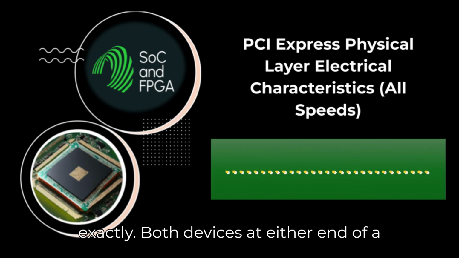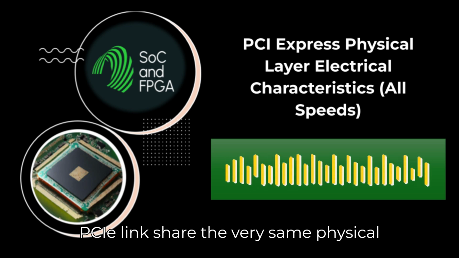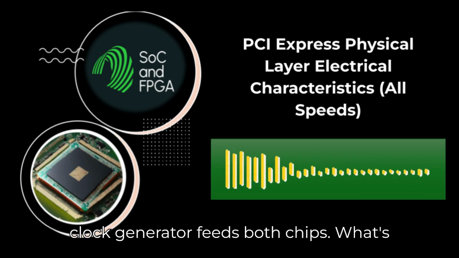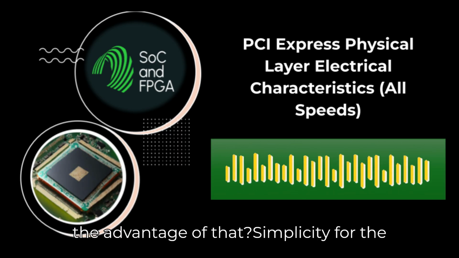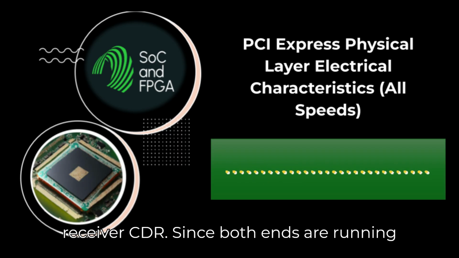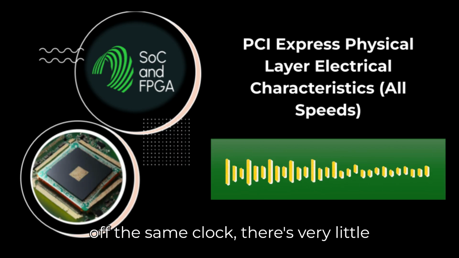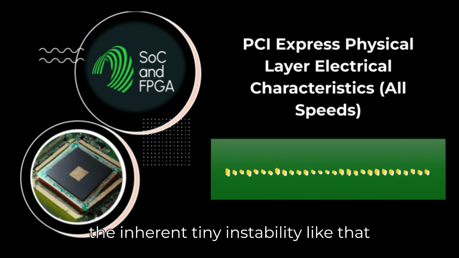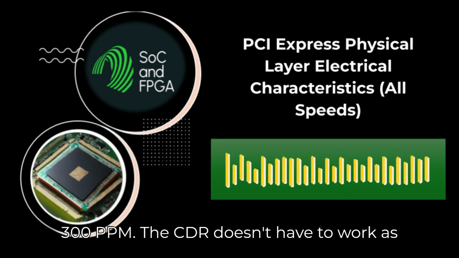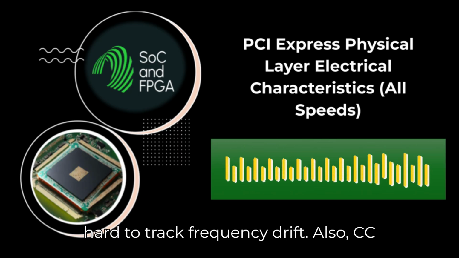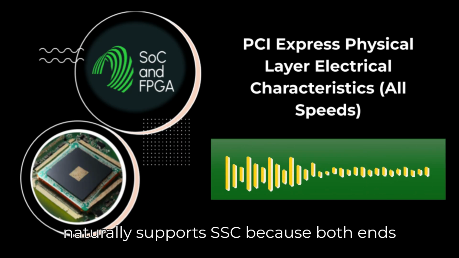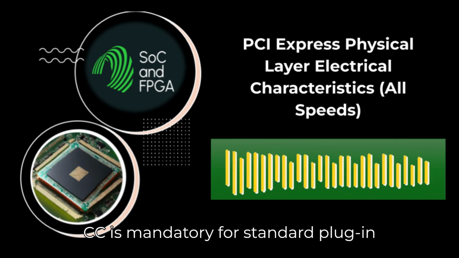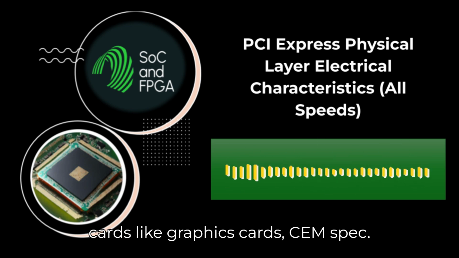Common meaning shared. Exactly. Both devices at either end of a PCIe link share the very same physical 100 megahertz ref clock source. One clock generator feeds both chips. What's the advantage of that? Simplicity for the receiver CDR. Since both ends are running off the same clock, there's very little frequency difference between them, just the inherent tiny instability, like that 300 ppm. The CDR doesn't have to work as hard to track frequency drift. Also, CC naturally supports SSC because both ends see the same frequency wobble. In fact, CC is mandatory for standard plug-in cards, like graphics cards, per the CEM spec.